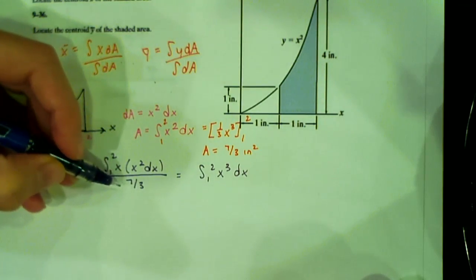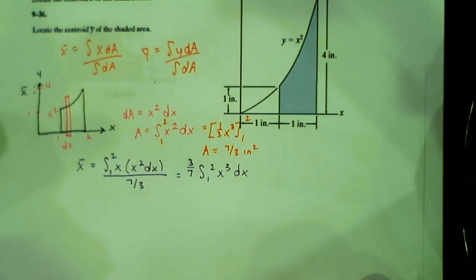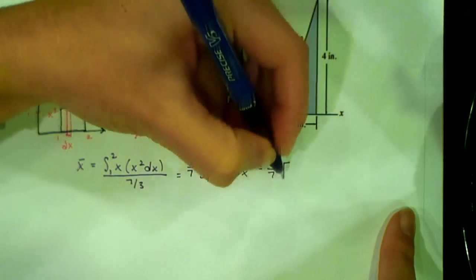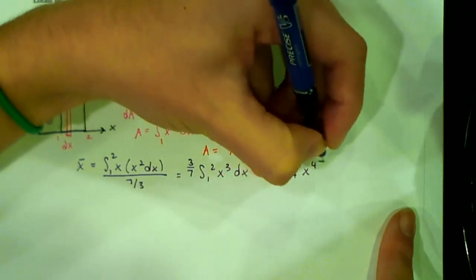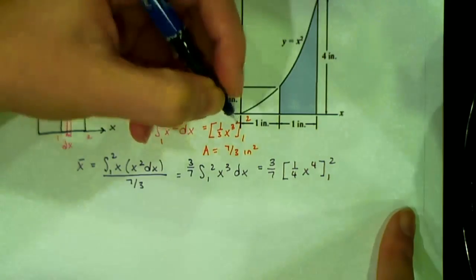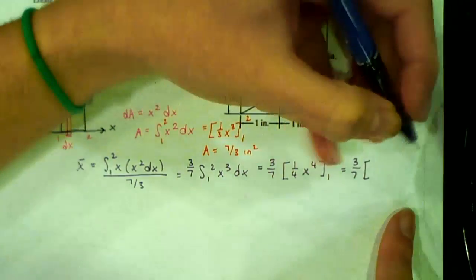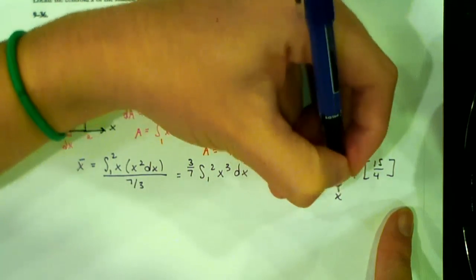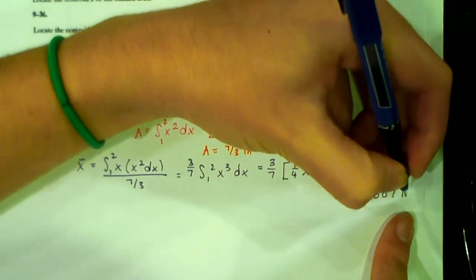And I want to get this thing out of the denominator, so I'm just going to flip it. So I have times 3/7. So this gives me 3/7 times 1/4 x to the 4 from 1 to 2. So you end up getting 3/7 times 15 over 4. So x bar is 1.607 inches.